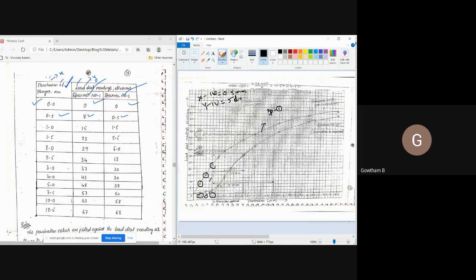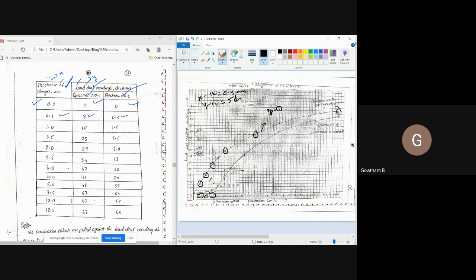Similarly, for 2.5 mm penetration, I marked the division as 34. For 5 mm penetration, I marked the division as 48. Similarly, the last point, for 12.5 mm penetration, I marked the division as 67. You can see it here. Okay.